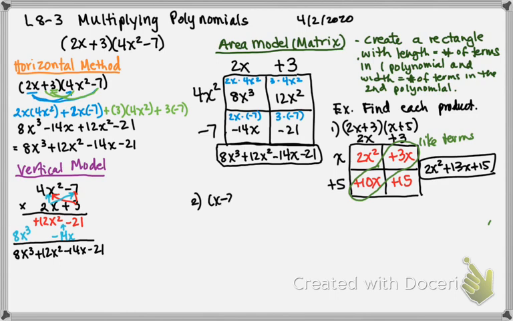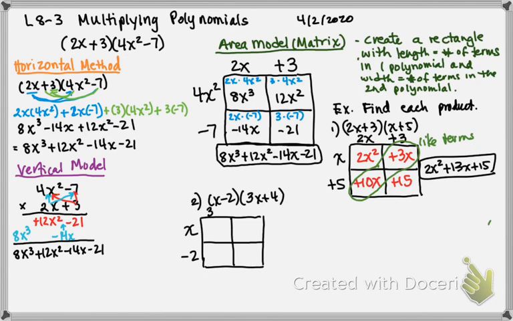So we have x minus 2 times 3x plus 4. So again, it's going to be a 2 by 2 because I have 2 terms by 2 terms. So x, and actually let me switch this around. It doesn't matter which one goes vertically and which one goes horizontally. Okay, so in the upper left-hand box, 3x times x is 3x squared. To the right of that, 4 times x is positive 4x.